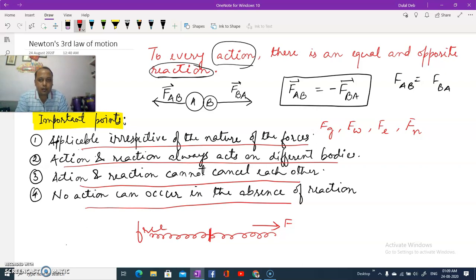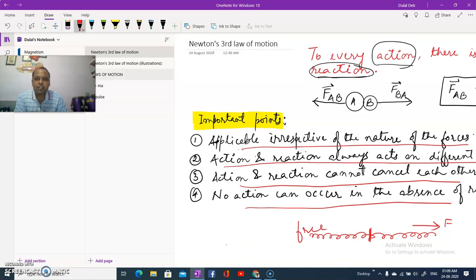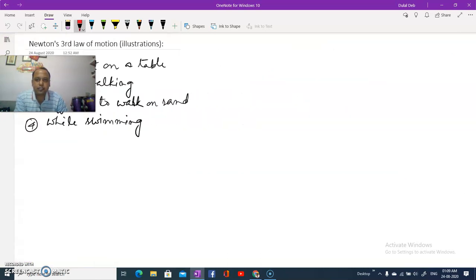So these are the important points which you need to remember all the time. Now, there are some illustrations, that means some examples we are going to consider. So let us see those examples.